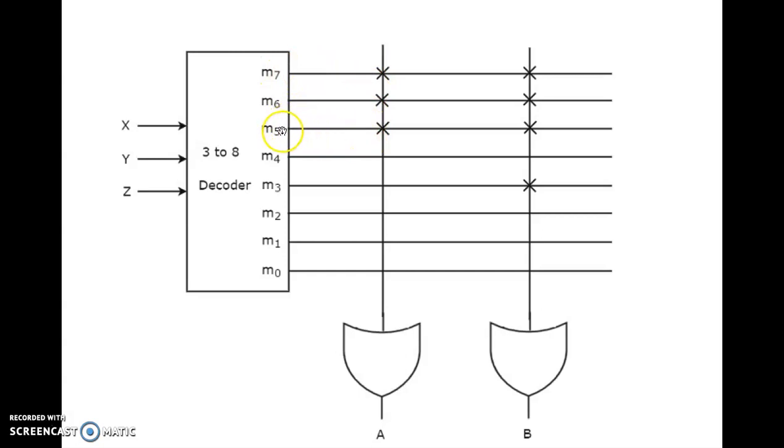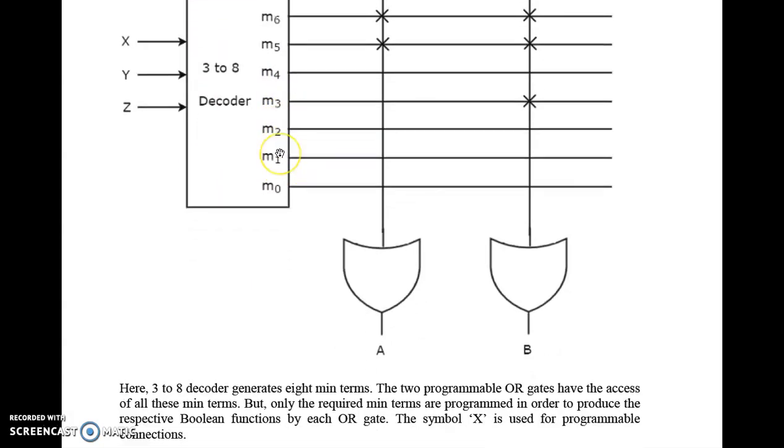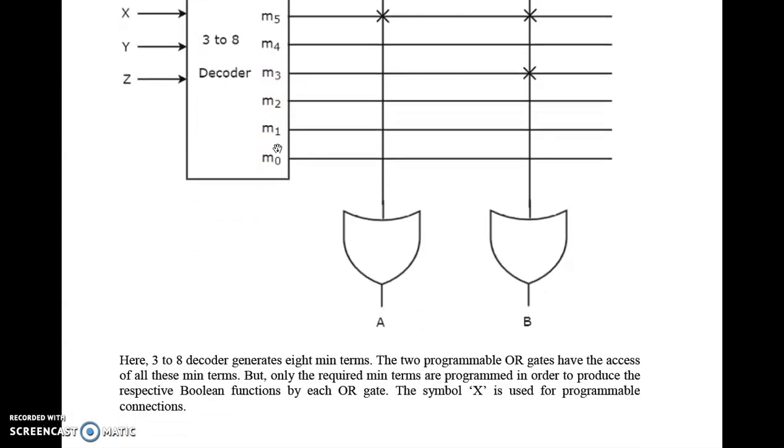Here the first function has min terms 5, 6, 7. So that's why the 5, 6, and 7 lines are connected to A, and for the second function B, the 3, 5, 6, 7 lines are connected to another OR gate. So this is the programmable OR and fixed AND. So this is a PLD implemented by using the PROM.